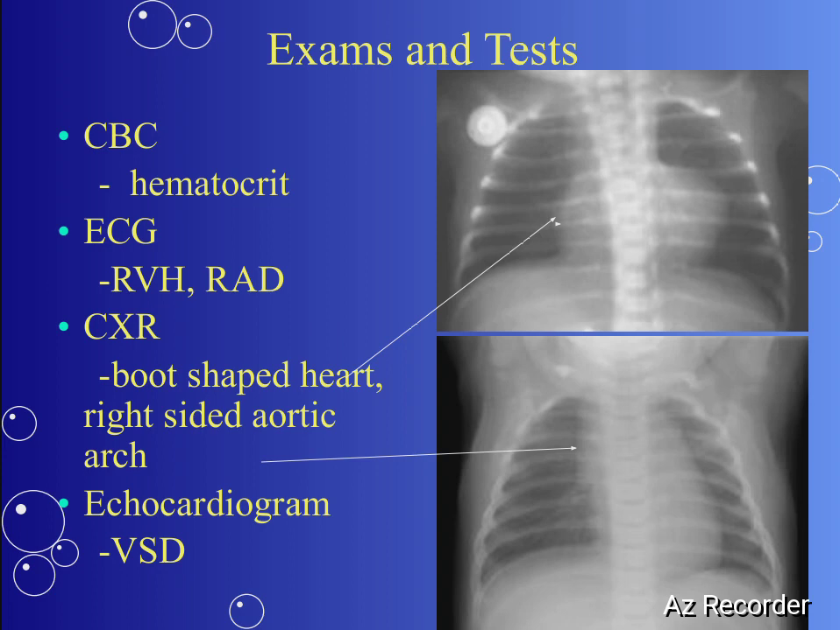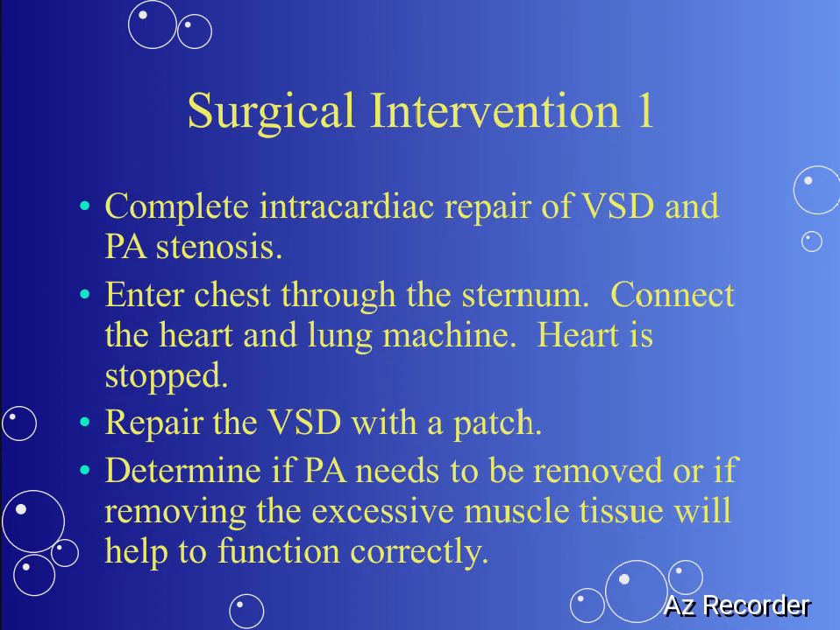CXR shows a boot-shaped heart and right-sided aortic arch; echocardiogram shows VSD. Surgical intervention: complete intracardiac repair of the VSD and pulmonary stenosis. Enter the chest through the sternum and connect the heart to the heart-lung machine. The heart is stopped and the VSD is repaired with a patch.